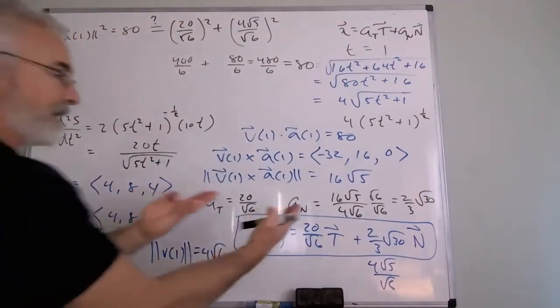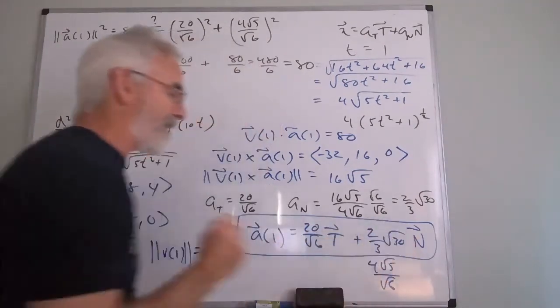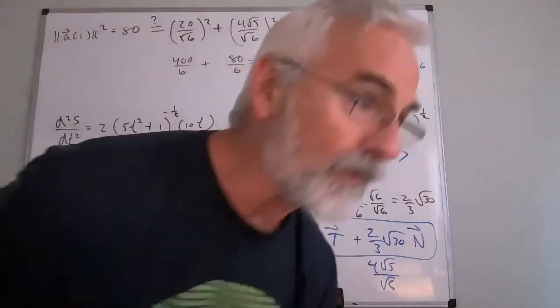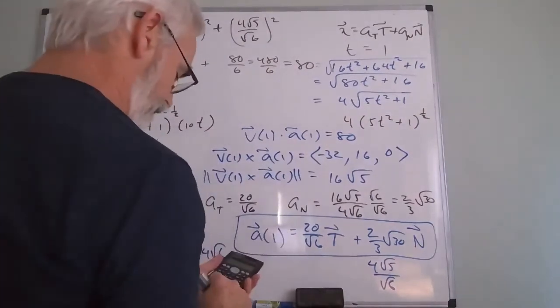So our final answer is some version of this. We didn't find t, we didn't find n. That wasn't the point. That means my motion. Now, in terms of numbers, I have a calculator somewhere. In terms of numbers, 20 over root 6.